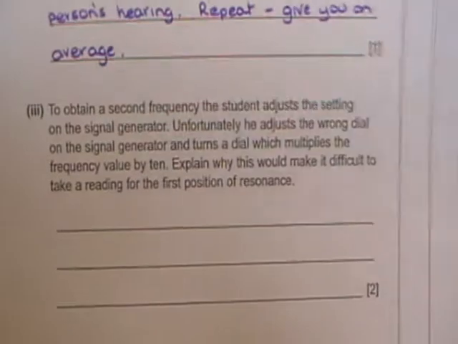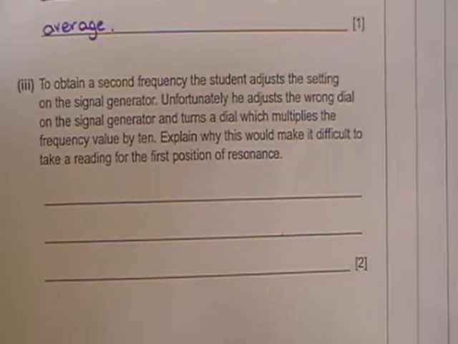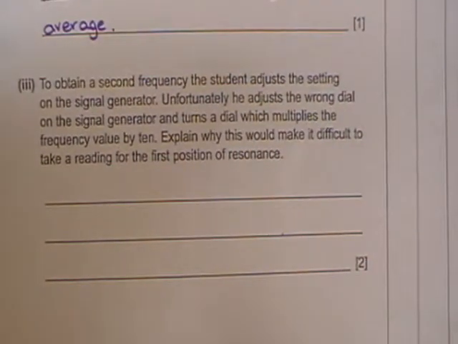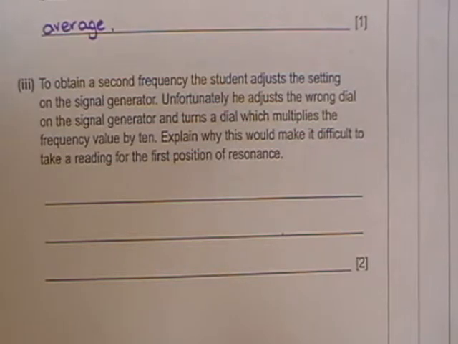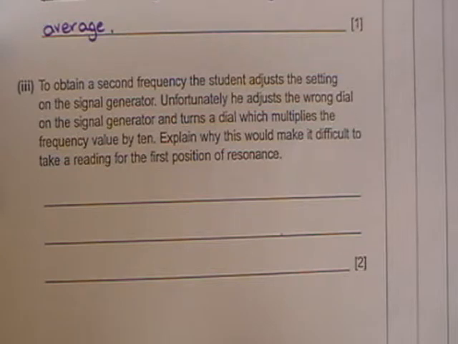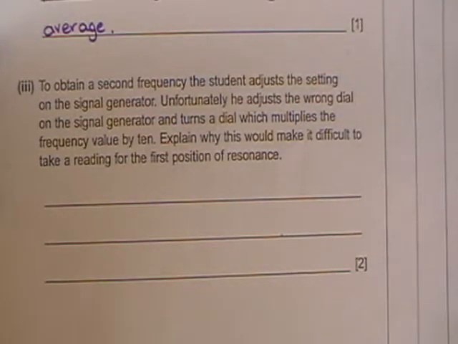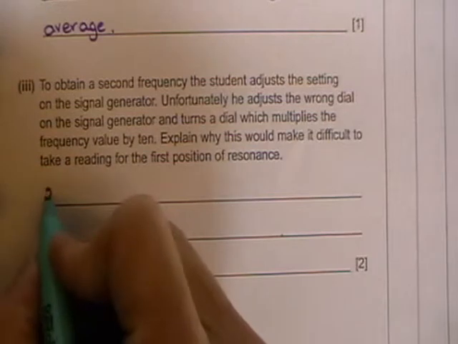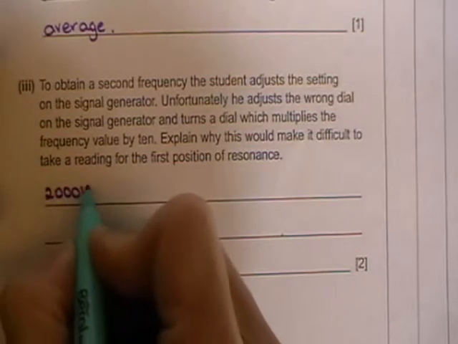To obtain a second frequency, the student adjusts the setting on the signal generator. Unfortunately, he adjusts the wrong dial on the signal generator and turns a dial which multiplies the frequency value by 10. Explain why this would make it difficult to take a reading for the first position of resonance. Right, that means that he's turned it up to 2000 Hz instead of 200.